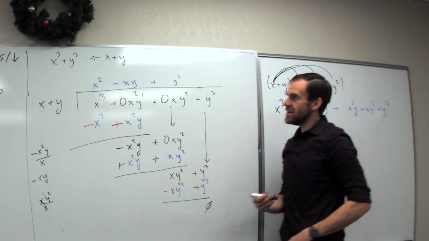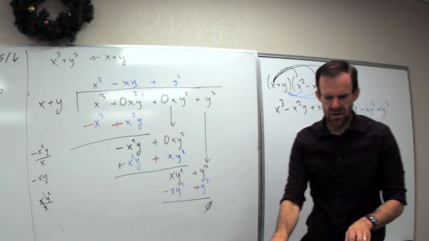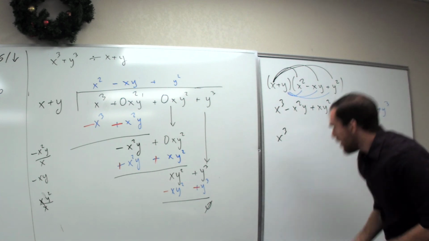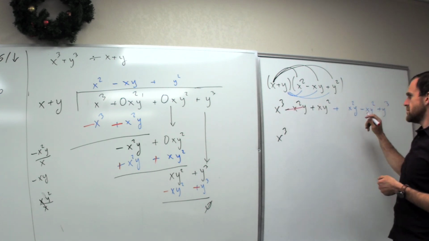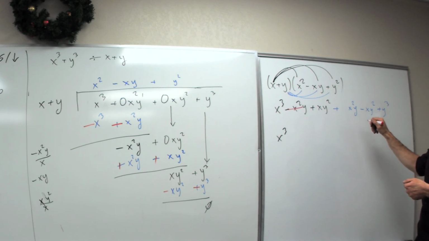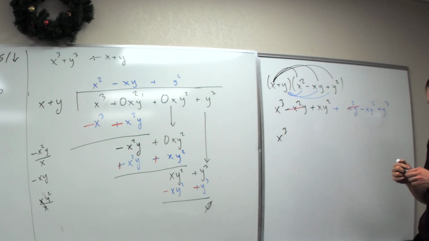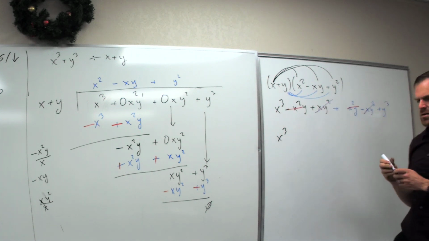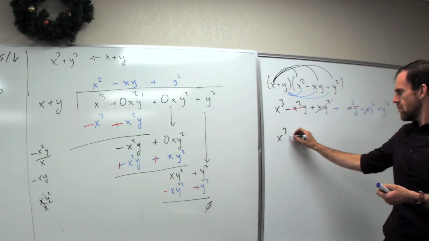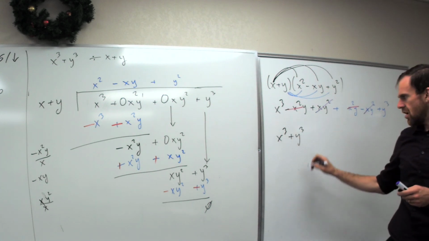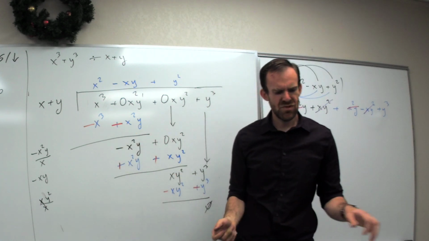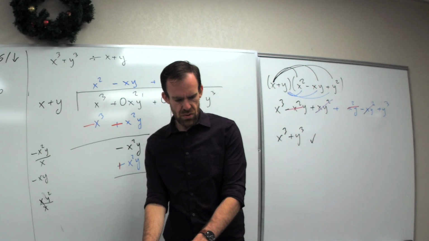So if I do this correctly, I should get x cubed plus y cubed. Let's see. I have x cubed. This guy cancels out. The first two cancel out. This one cancels out this one. I'm left with x cubed plus y cubed. So it checks out. If it doesn't check out, I have to go back and check for minus signs. That's your lesson.